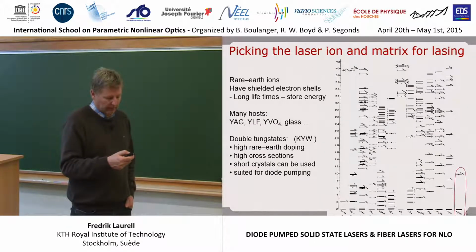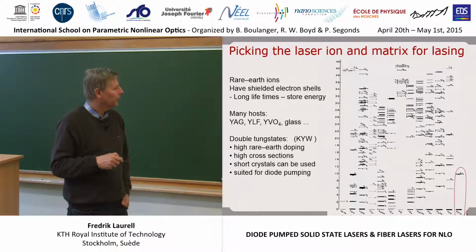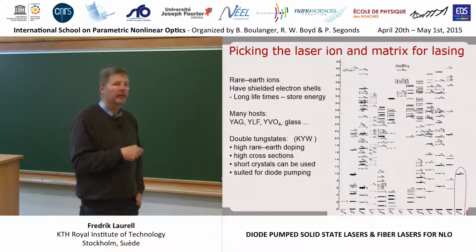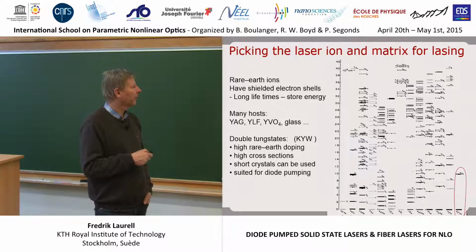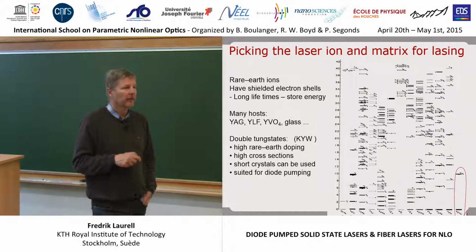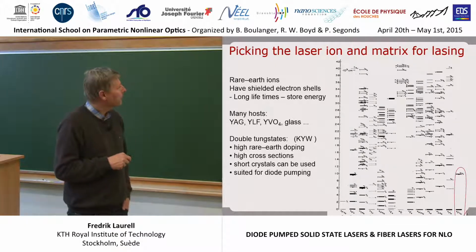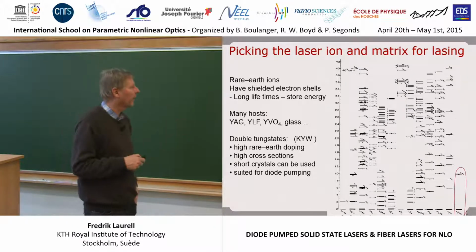Okay, so if you go to Hamburg, you know all about these rare earths and where all the transitions are, and you can look at this, and people have lased more than 10,000 of these transitions. So the important thing is that the electron shells are shielded here. So the atoms are like isolated atoms like in a gas. And we have a different host that we can use.